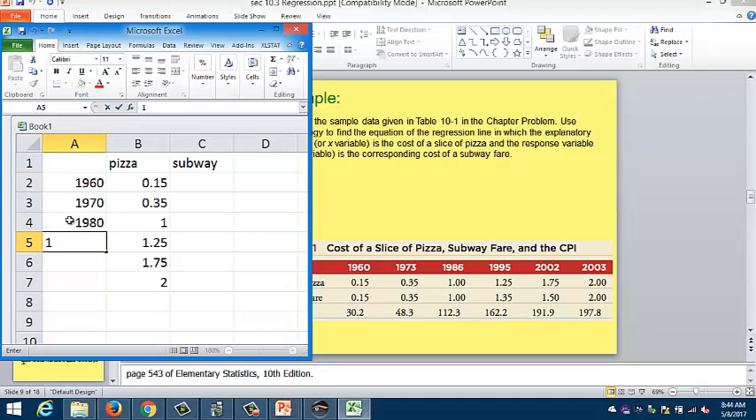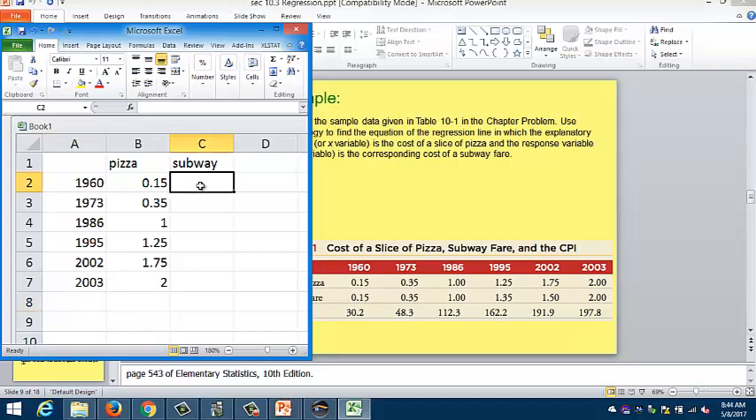Oh wait, that was not 1980. This was 1973. And this was 1986. 1995. 2002. And 2003.